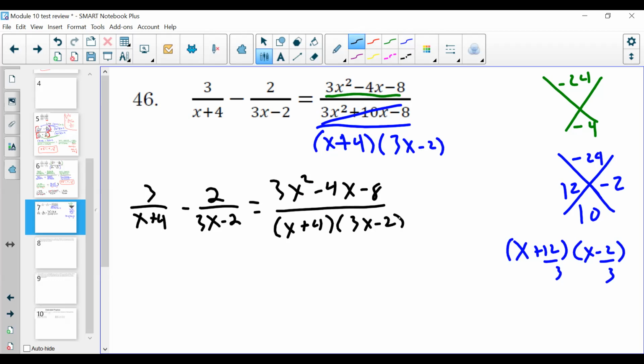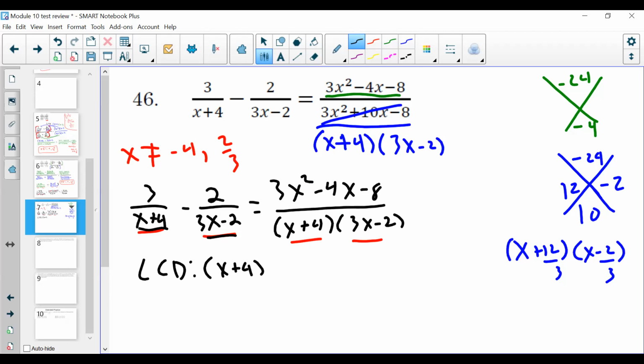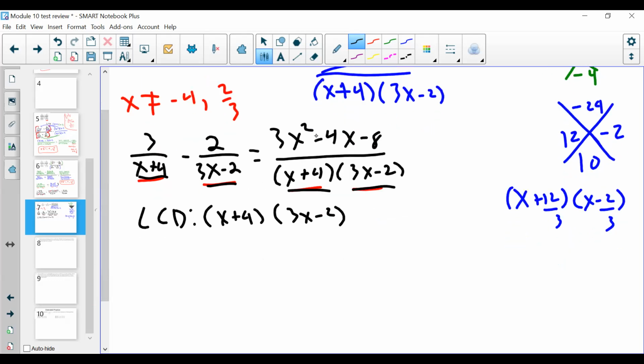All right, the top didn't factor out, and that's perfectly okay. So now I need to figure out what my LCD is going to be. Or I guess we need to do our restricted values first. I can see my restricted values is that x cannot equal negative 4 or positive 2/3. That's the exact same thing we had here. And my LCD, I guess we'll do this over here. I have an x plus 4 here, a 3x minus 2 here. That's the exact same thing we have on the other side of the equation. That's my LCD.